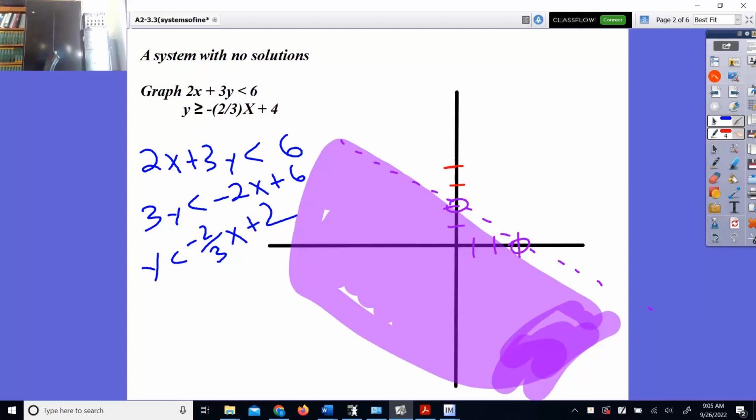Solid. That's right. Those of you who don't know what's going on, we're looking at the second equation. From there, what are you going to do? Down 2, right 2. Yes, ma'am. Is the line dashed or solid? Solid. And how are we to shade? Above.